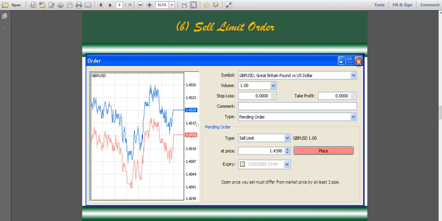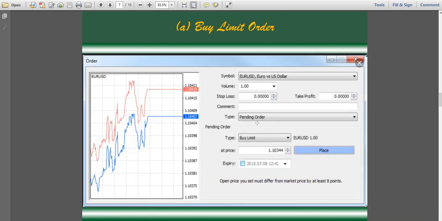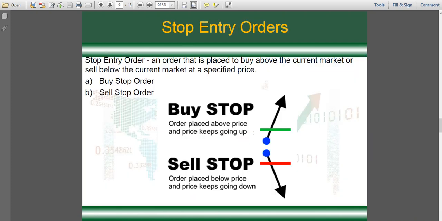Those are just charts you can post to see this is exactly what we are doing. Sell limit. So pending order, then sell limit. Again, pending order, buy limit. That's what we did. So let's move to stop entry orders. Stop entry orders are orders placed to buy above the current market or to sell below. They are slightly different.